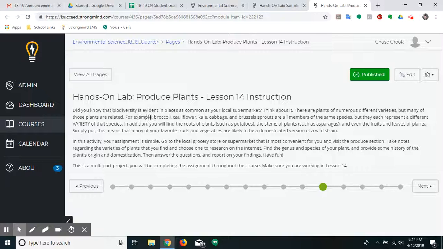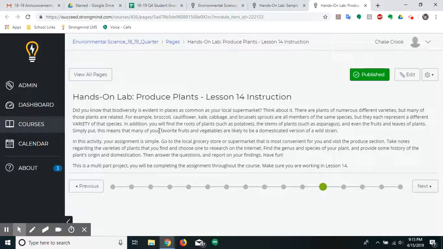What it talks about right here, and I actually didn't know this, is that broccoli, cauliflower, kale, cabbage, and Brussels sprouts are all members of the same species. I did not know that. That was a new thing for me when I first started teaching this class. But they are represented in different varieties, okay? And such as the roots of plants, such as potatoes, all these are similar species, which I think is really cool. So what you could do is, when you're in there, you just need to go to the grocery store.